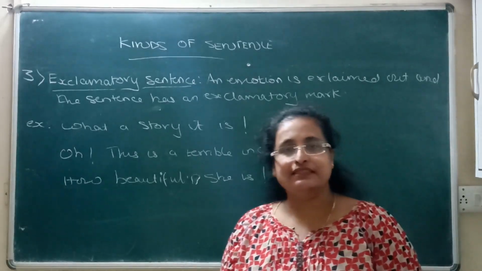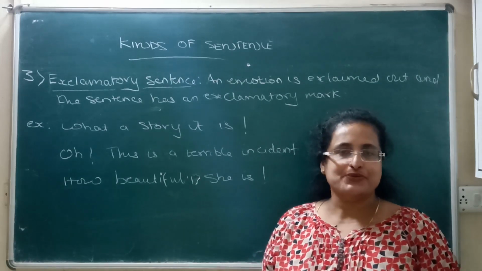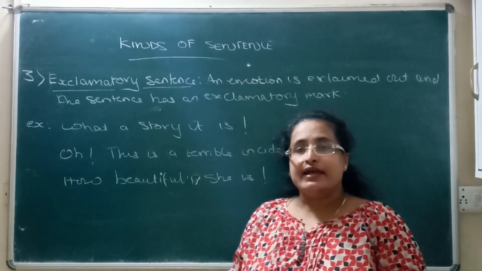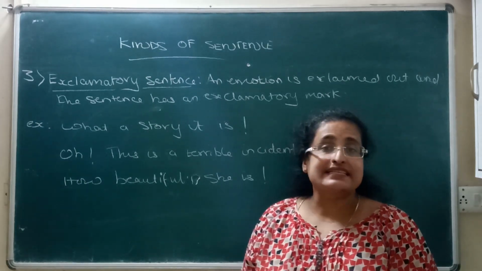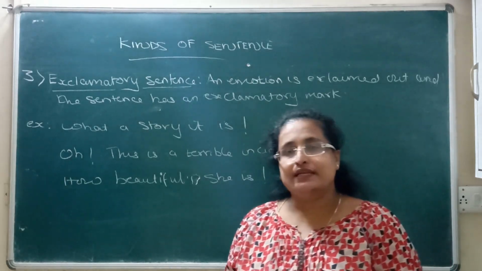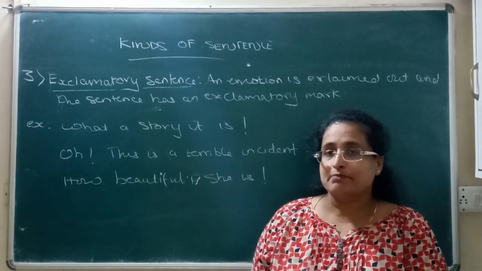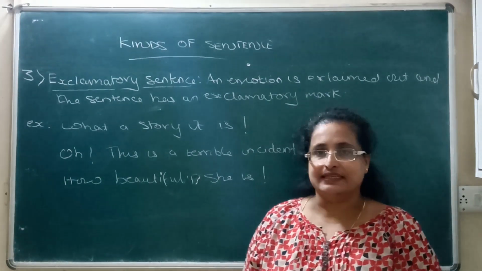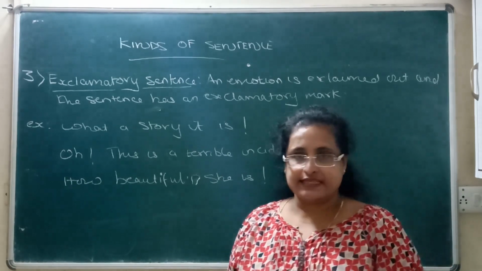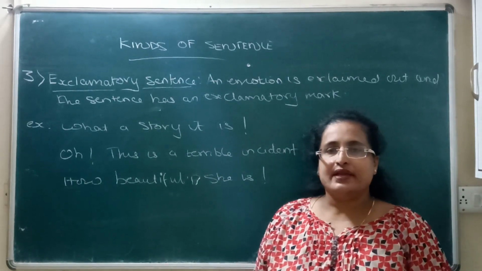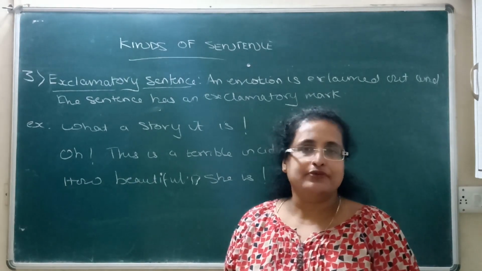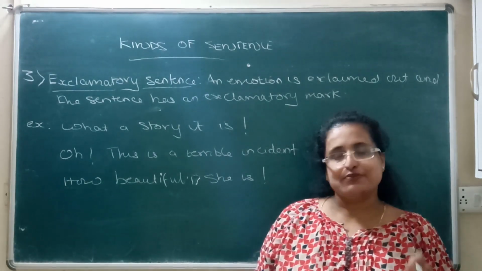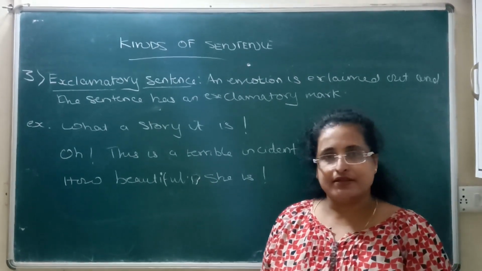Okay, now we'll go over the third sentence, that is known as the exclamatory sentence. In an exclamatory sentence, an emotion or a feeling is exclaimed out. And you know what? It has an exclamatory mark in it. So, it's quite easy to identify an exclamatory sentence. The easiest way for children to find it out is that it has an exclamatory mark. It doesn't end with a full stop, it has an exclamatory mark in the sentence.